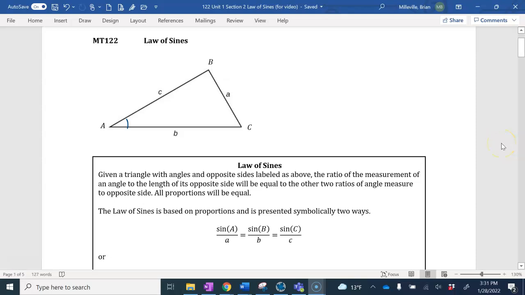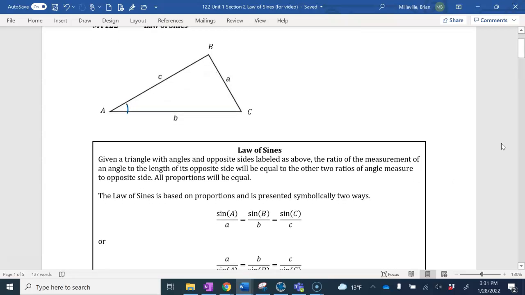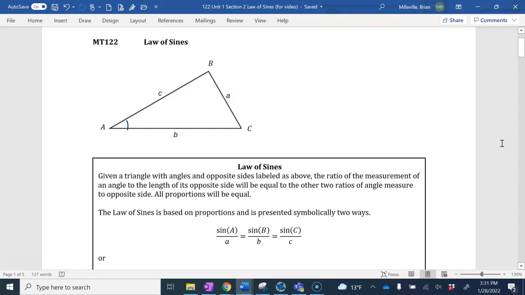Hello everyone, I'm going to discuss in this video the law of sines. Alright, so we see it stated below. It's for oblique triangles, and an oblique triangle is just a triangle that's not necessarily containing a right angle, as pictured on the screen here.